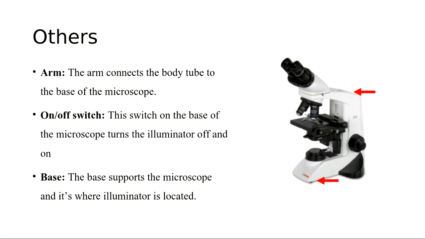On-off switch. This switch on the upper base of the microscope turns the illuminator off and on. Just as you have light buttons at your home, the same type of button will be there on the microscope, where you can switch the illuminator on and off.